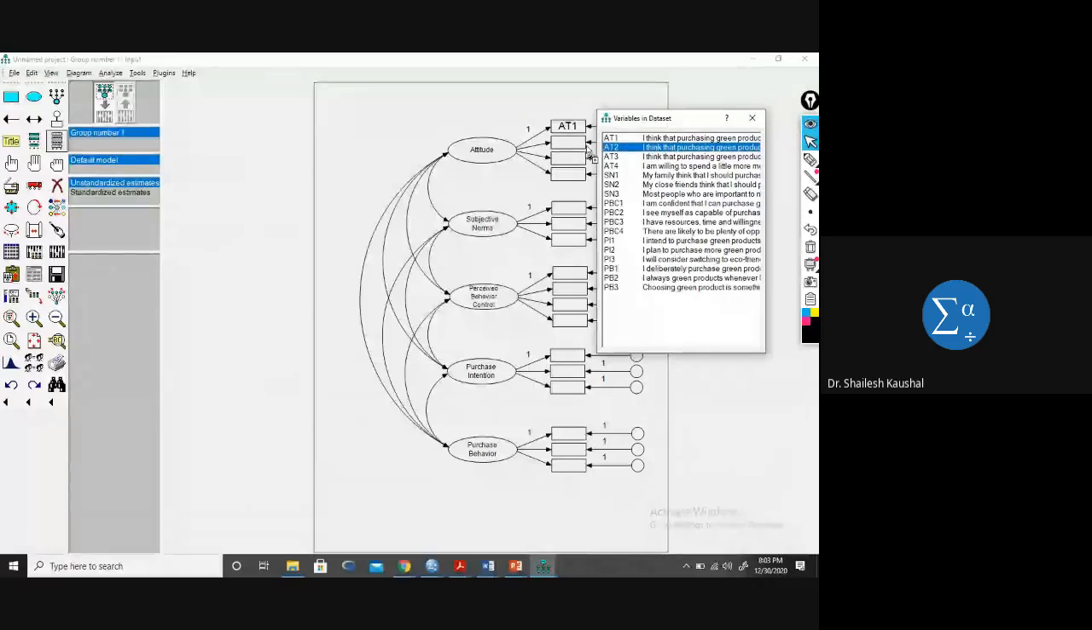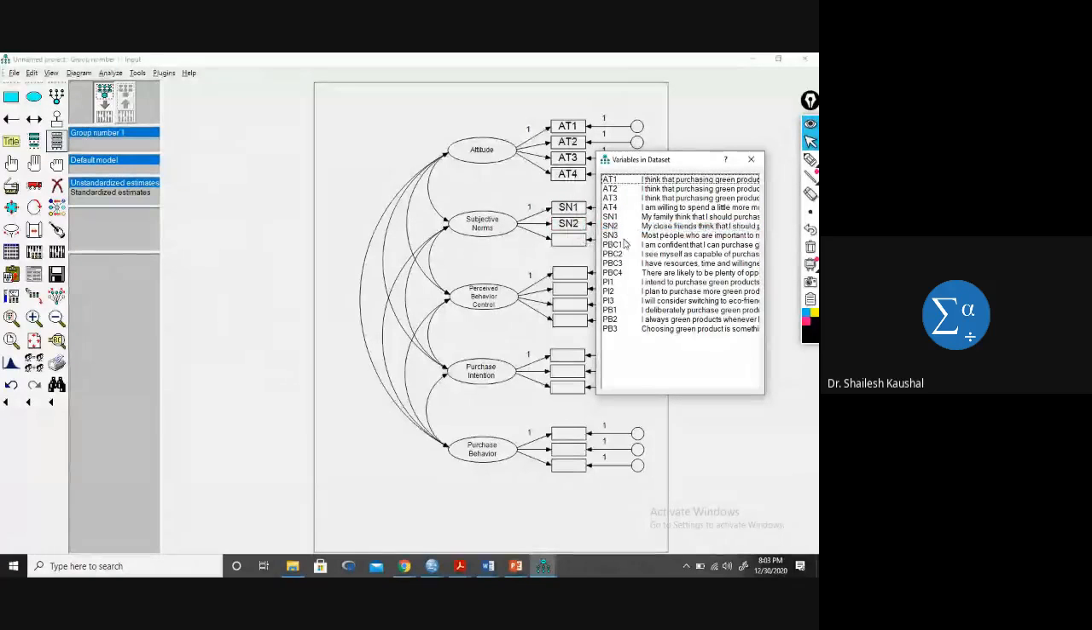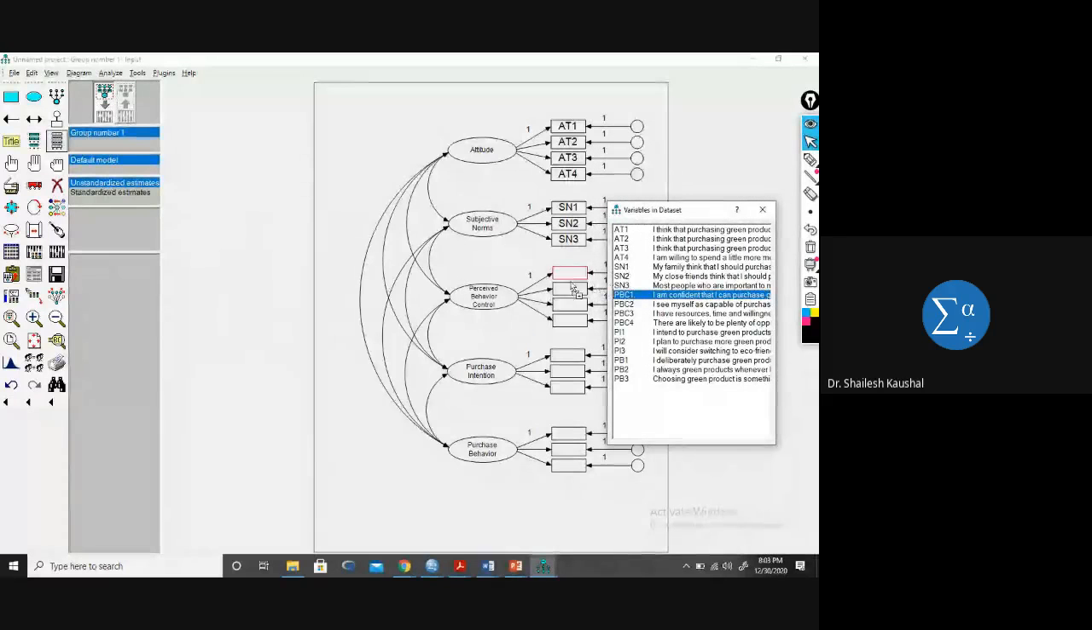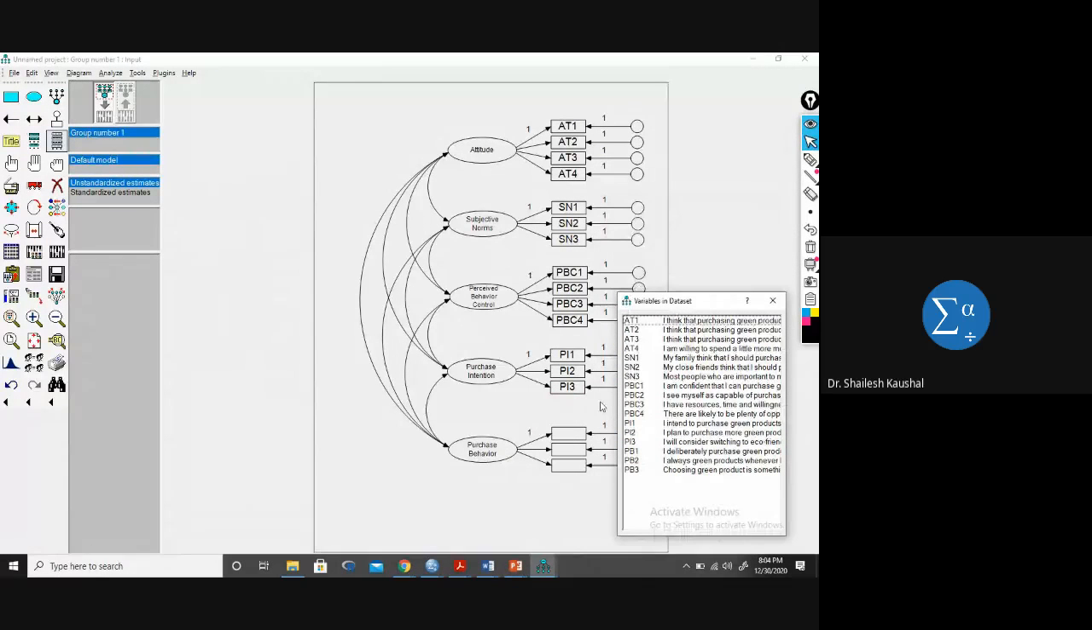So A1, A2, A3, A4, second subjective norm, SN1, SN2, SN3, PBC means perceived behavior control, PBC1, PBC2, PBC3, PBC4, then PI1, PI2, PI3, and the last construct, PB1, PB2, PB3.